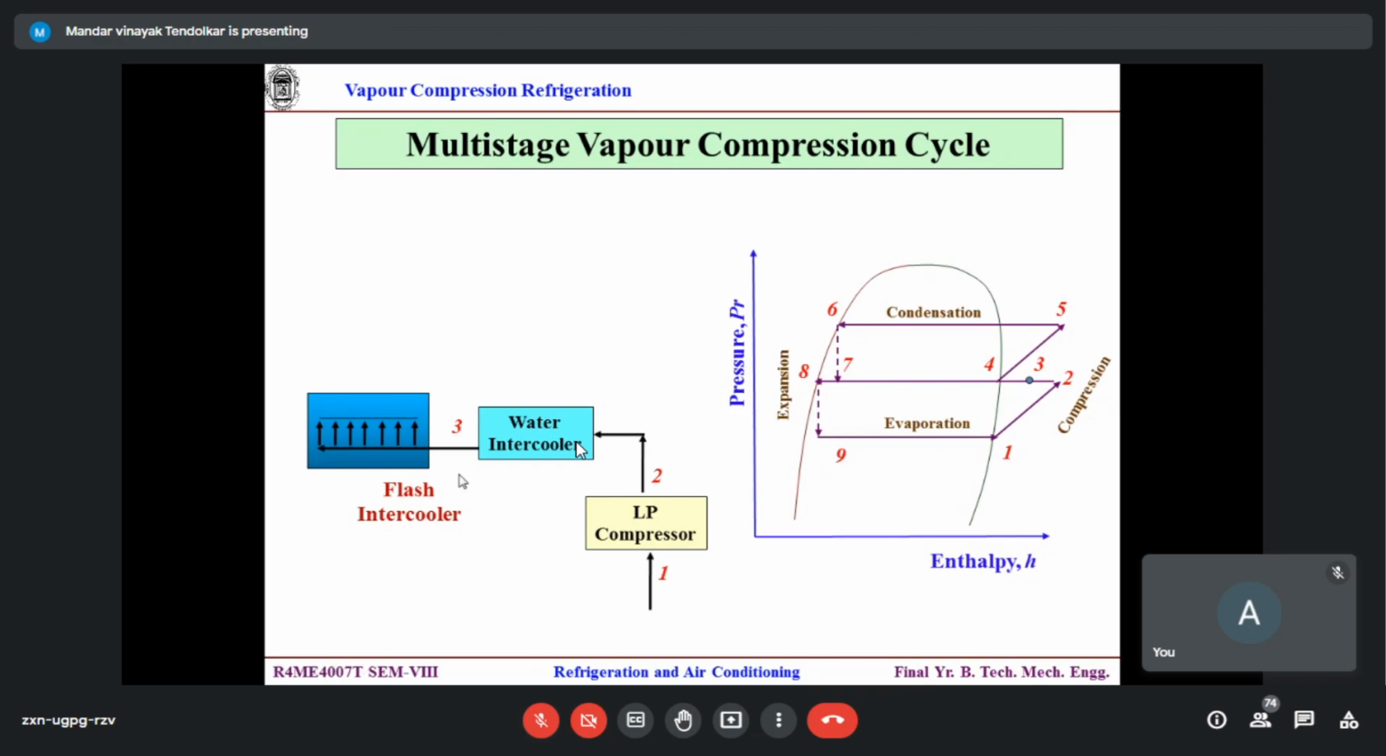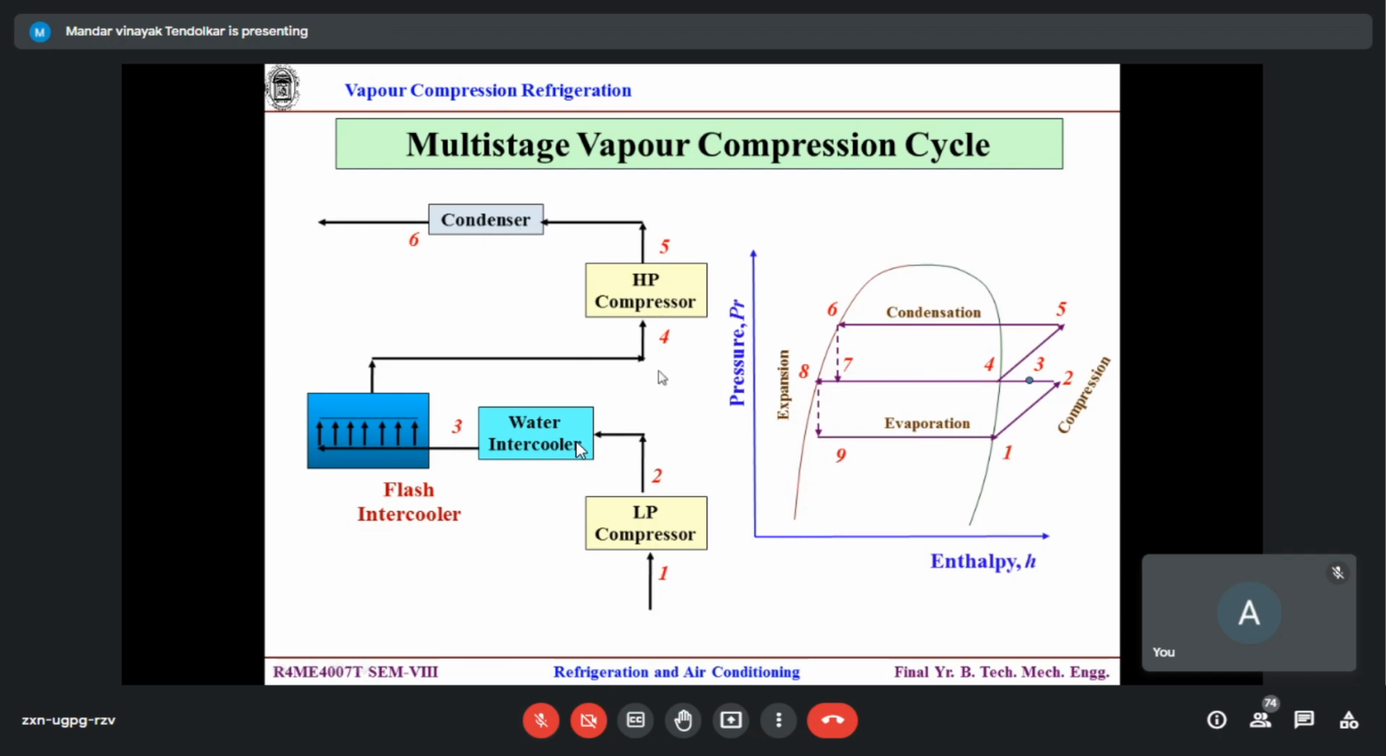Now what is this? Next slide. Let us first complete the cycle. So here it reduces from 3 to 4. So the exit condition is 4 over here. Then 4 to 5 is my second stage HP compressor, high pressure compressor. Then 5 to 6 is my condenser. Then 6 to 7 is the first expansion, first throttle. So I put it like this, and I deliberately connect it to the same flash intercooler. Why? That you will understand after the next slide.